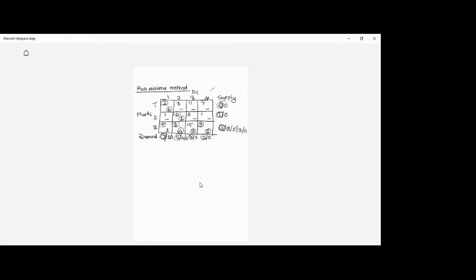So what we can do ahead is, now we can find out what is the total transportation cost. The total transportation cost will be given by 2 into 6 plus 0 into 1 plus 5 into 1 plus 8 into 4 plus 15 into 3 plus 9 into 2.